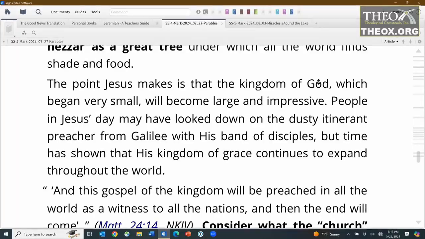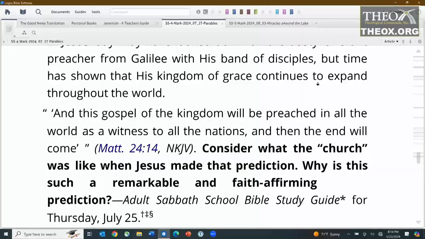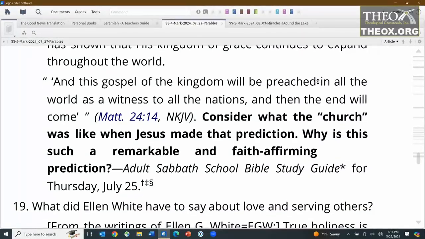The point that Jesus makes is that the kingdom of God, which began very small, will become large and impressive. People in Jesus' days may have looked down on the dusty, itinerant preacher from Galilee with his band of disciples, but time has shown that his kingdom of grace continues to expand throughout the world. And the gospel of the kingdom will be preached in all the world as a witness to the nations, and then the end will come. Matthew 24:14. Consider what the church was like when Jesus made that prediction.